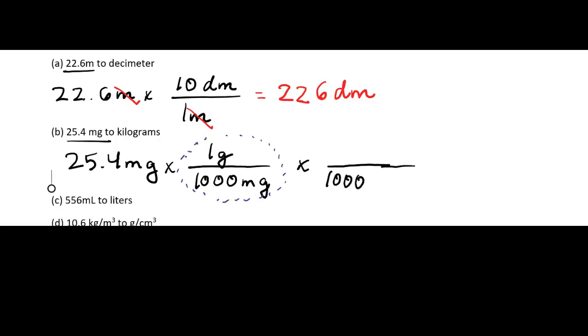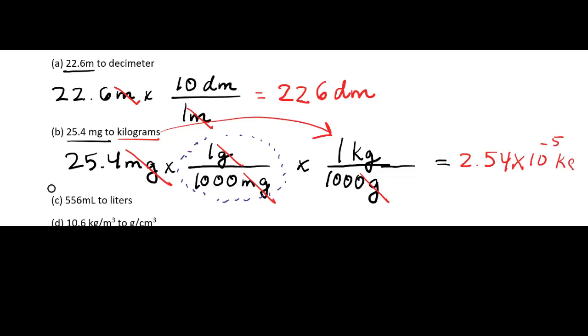And then finally, kilo is 1,000. That's the meaning of the prefix kilo. So that means for every 1,000 grams, there's 1 kilogram. Again, make sure your units cancel, and they do. You're given milligrams, you're asked to convert to kilograms, and you have kilograms as part of your final answer. So doing that on my calculator, I'm getting an answer of 2.54 times 10 to the minus 5 kilograms.